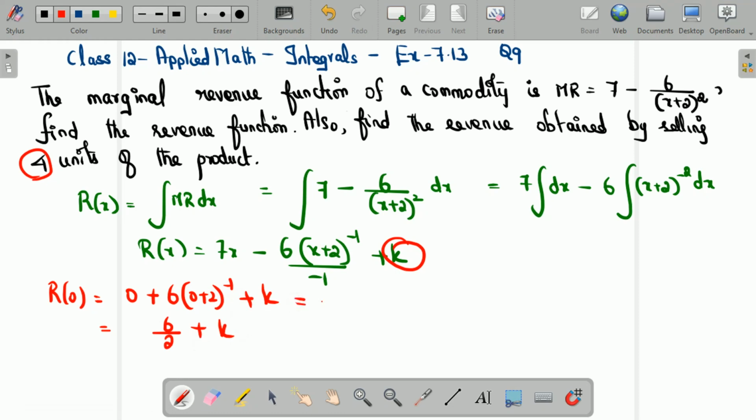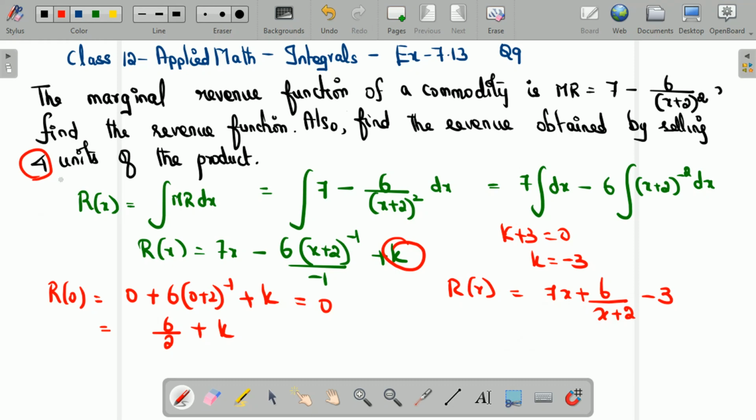But remember, R(0) is always 0, because the total revenue when no products are produced is equal to 0. So 3 + k is equal to 0, so k is equal to -3. So the R(x) function can be given as 7x + 6/(x + 2) - 3.